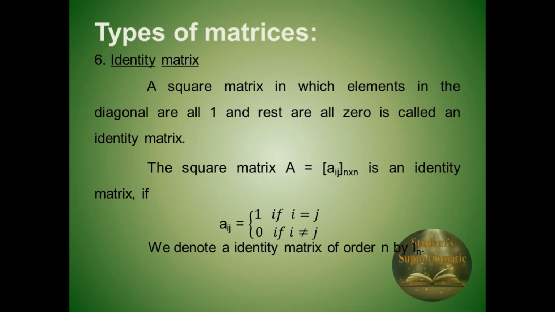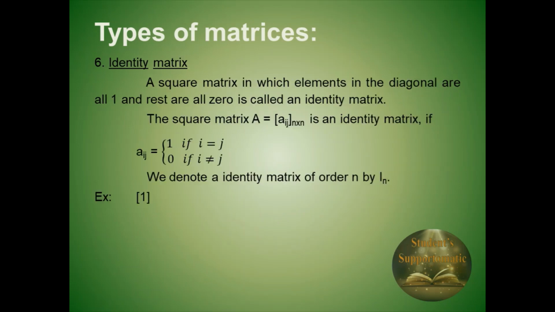For example, 1 is an identity matrix, and then [1 0; 0 1] is an identity matrix. For 3 cross 3, the diagonal elements are 1, 1, 1 and the remaining elements are all 0. That is a diagonal matrix, that is an identity matrix, and it is always represented by I.